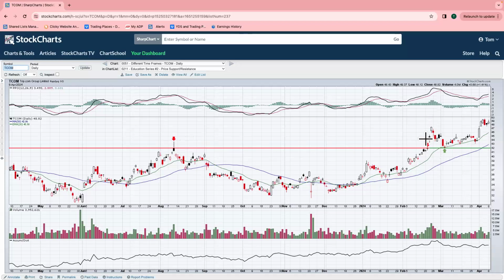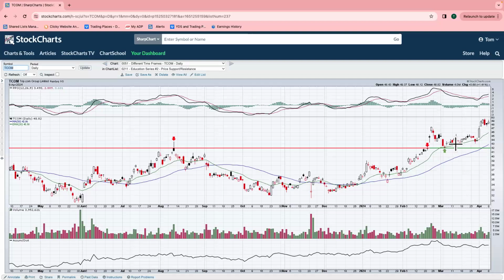42, after going all the way up to 47 and a half. So if you're impatient, you chase, you watch it go all the way back down to the breakout level. If you're patient and disciplined, you're ready to commit your capital at support.